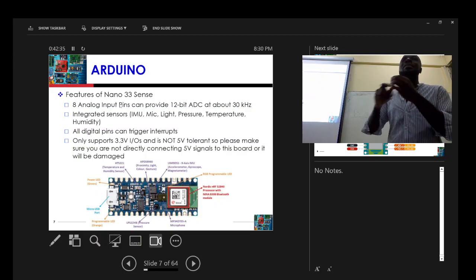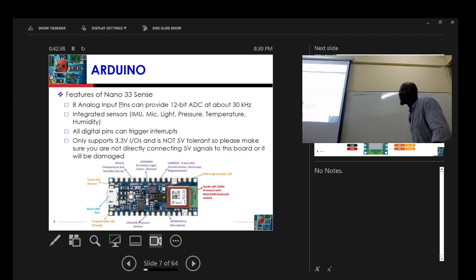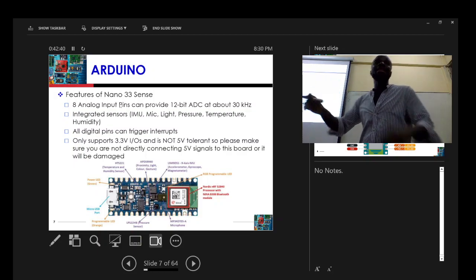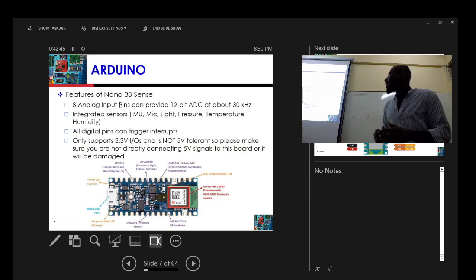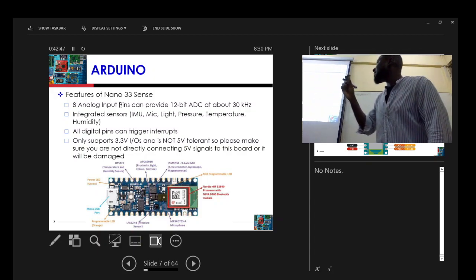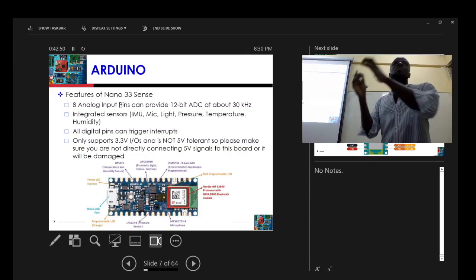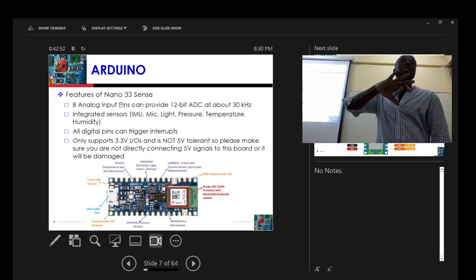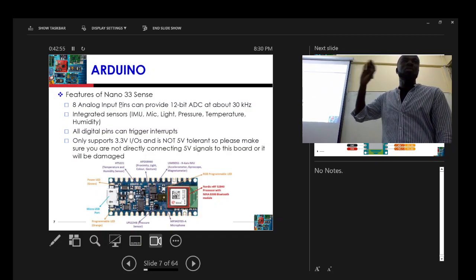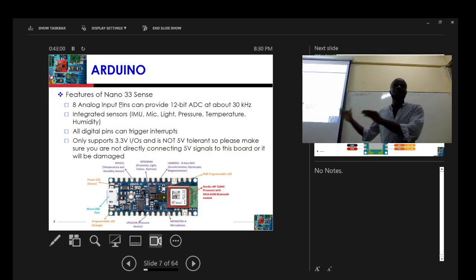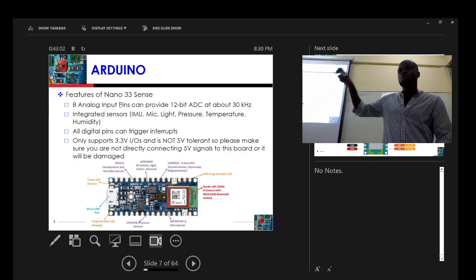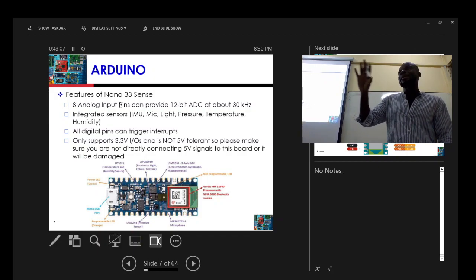And then we have integrated sensors, the IMU, inertial motion unit. It has a microphone on it. It has the light sensor, pressure, temperature, humidity. And then it also has digital pins, right? So we have analog pins, we have digital pins. Now the digital pins serve as outputs. So understand, analog pins serve as what? Inputs. The digital pins serve as what? Outputs. So you can give a signal to the digital pins, right? As I said, the digital pins take 1 or 0.